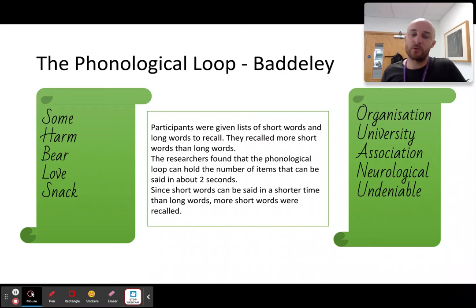So participants are given short lists and long lists, and they recalled more short words than long words. The reason is you can fit more of these words in 2 seconds than you can in here. So that is good evidence about it.